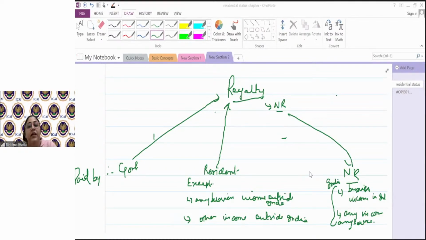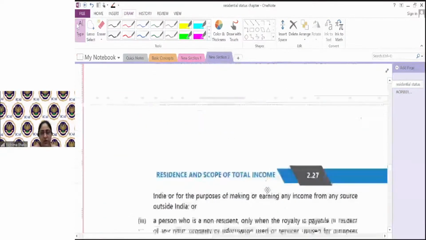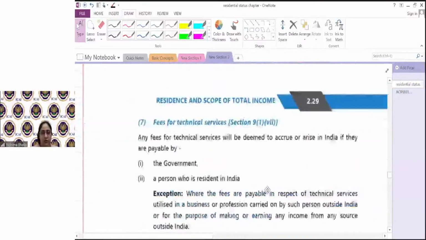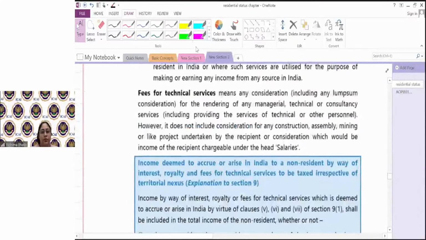Fee for technical services. What is fee for technical services, guys? As the name suggests, it's a fee only, but fee can be any consideration. Lump sum or recurring does not matter, for rendering any managerial, technical, or consultancy services.